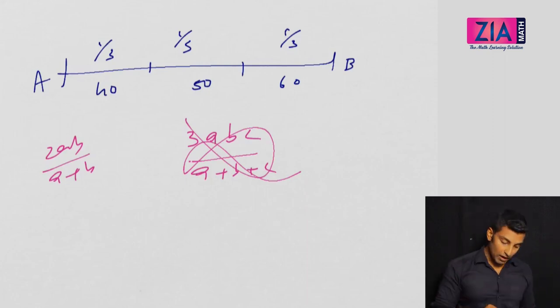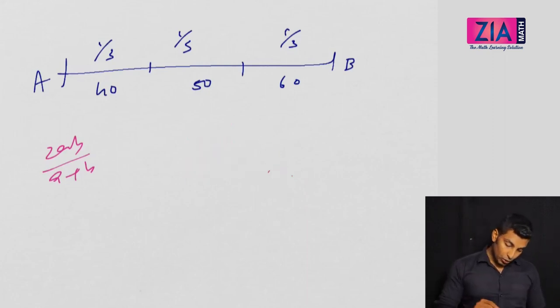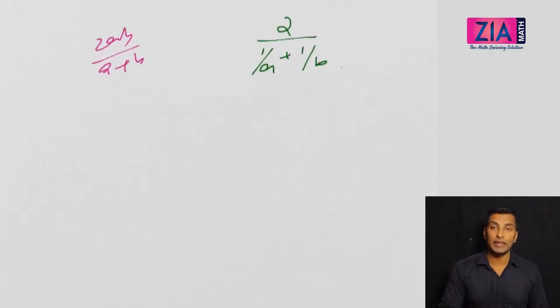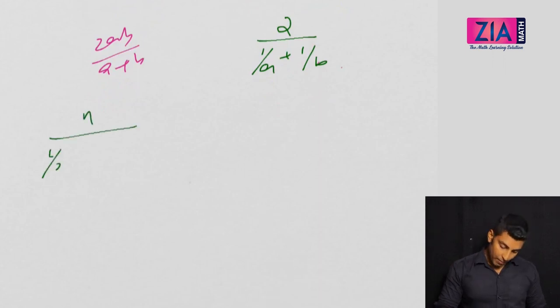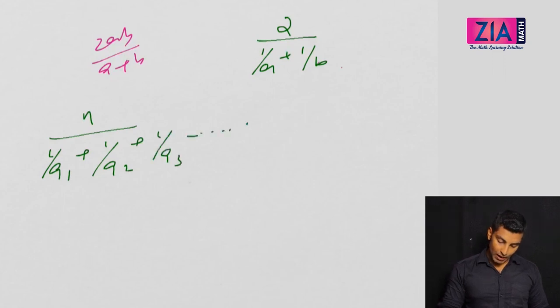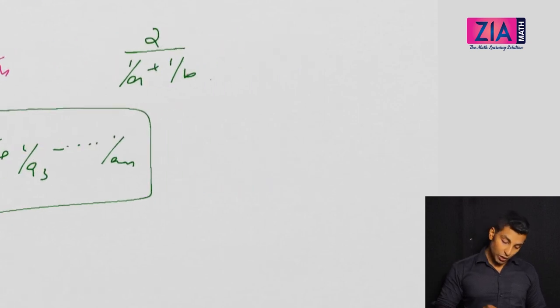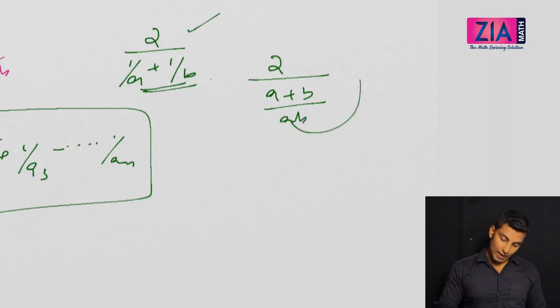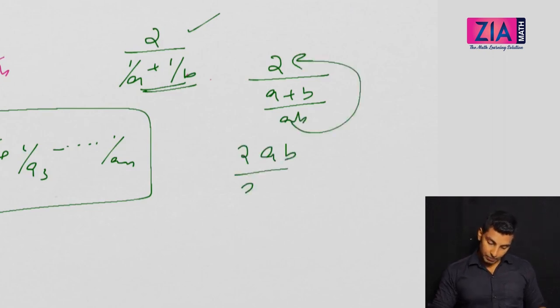You need to do it normally. When 2 are there, it's 2 divided by 1 by A plus 1 by B. That's the answer. Originally, if you have 3 speeds or 4 speeds or 5 speeds, it's N divided by 1 by A1 plus 1 by A2 plus 1 by A3 plus etcetera, 1 by AN. That's what the harmonic mean is. So when 2 are there, 2 divided by 1 by A plus 1 by B. Now if you take the LCM, it's AB. So that's why 2 divided by A plus B by AB, and this AB will go here. So 2AB by A plus B.